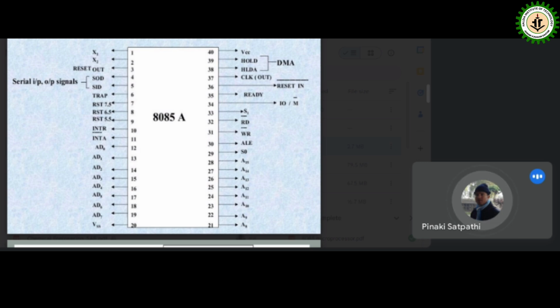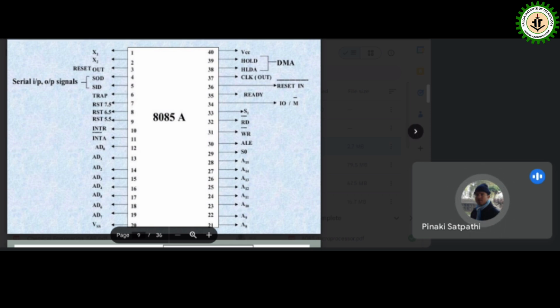Next are our power supply and frequency signals. The first is the power supply, that is VCC. It is connected to a plus 5 volt power supply. Next is VSS, that is ground. It is connected to the ground potential.